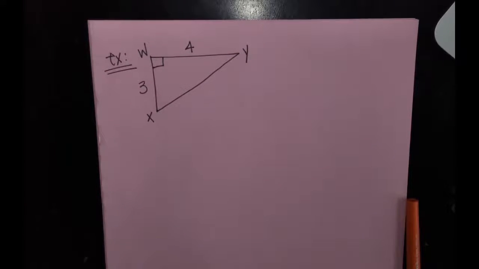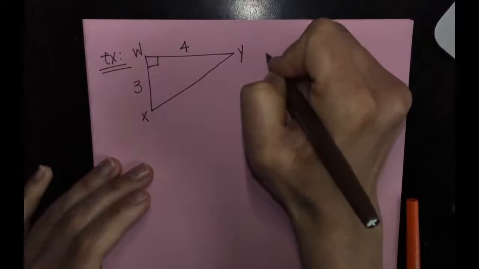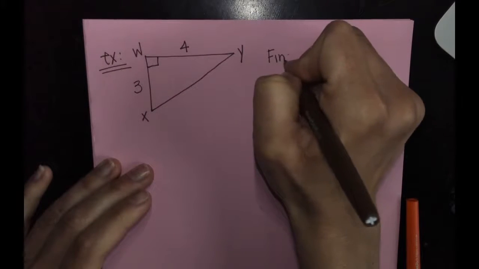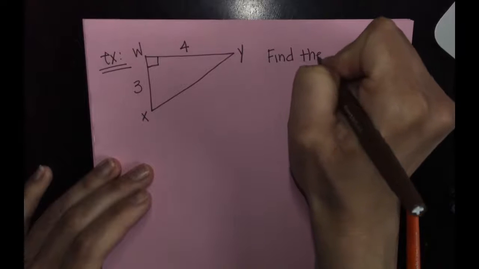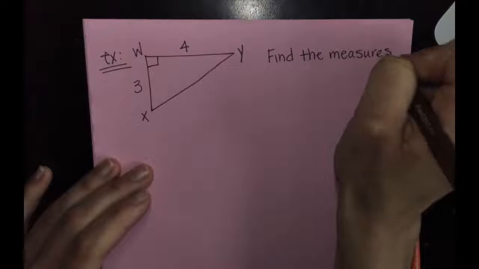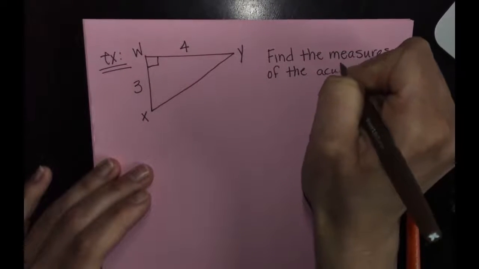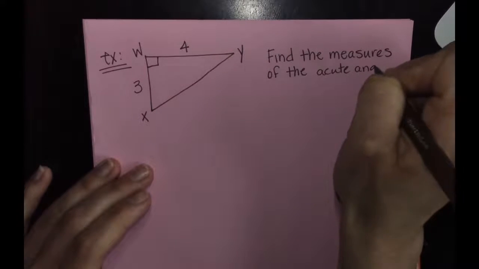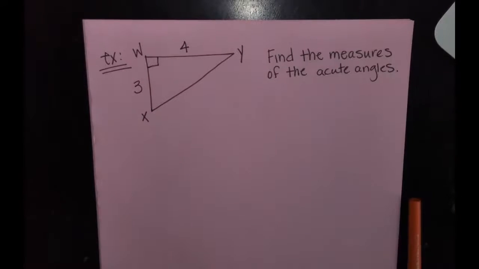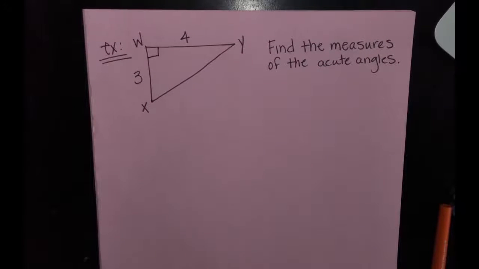I'll make this real easy. It's a 3, 4, 5 right triangle. And we want to find the measures of the acute angles. All right. So we want to figure out what x and y are. Those are our acute angles. Those are our complementary angles. We know they have to add up to 90 degrees.